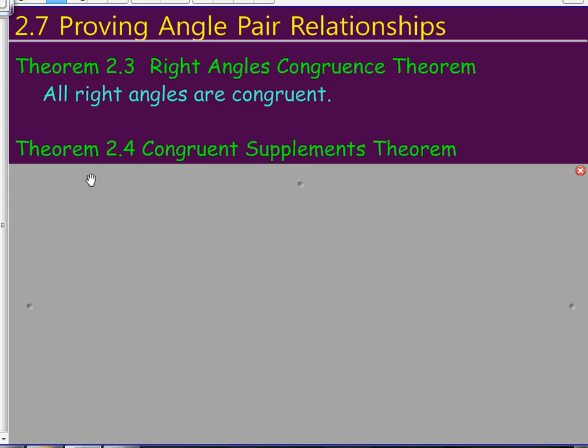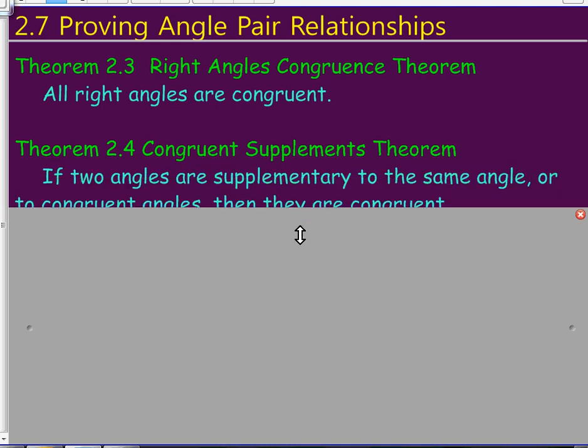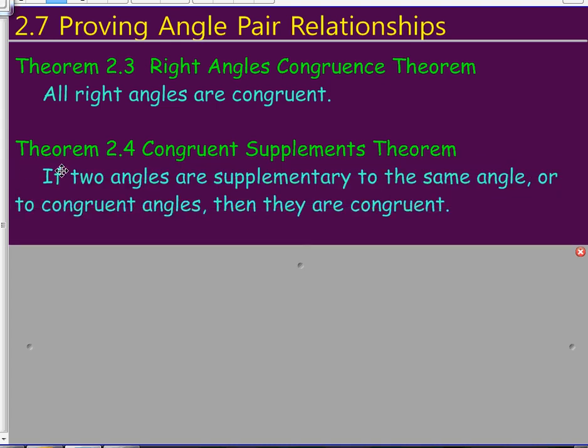The next theorem we have is Theorem 2.4, congruent supplements theorem. Okay, you can probably guess what this is. If two angles are supplementary to the same angle, or to two congruent angles, then they are congruent. Okay, so if you have two angles that are supplementary, or equal 180 degrees, and they're supplementary to a similar angle, then they're going to be congruent.